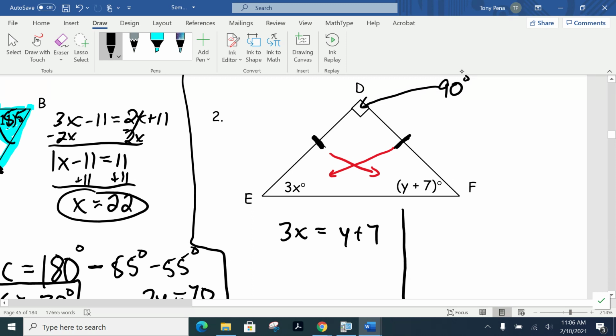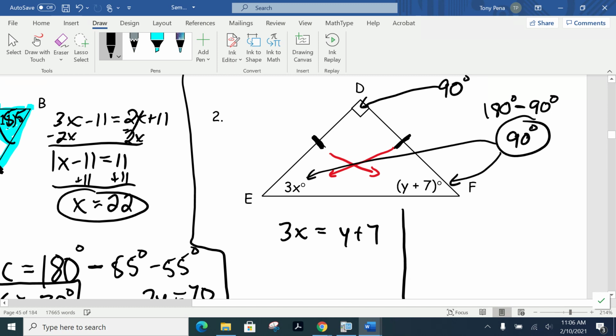Don't we know this is 90 degrees? And in a triangle, don't we have 180 degrees overall? So if this angle is 90 degrees, let's get rid of that angle. We have 90 degrees remaining for this angle here and this angle here. Don't those together have to be 90 degrees? Because we've already used 90 in that top angle.